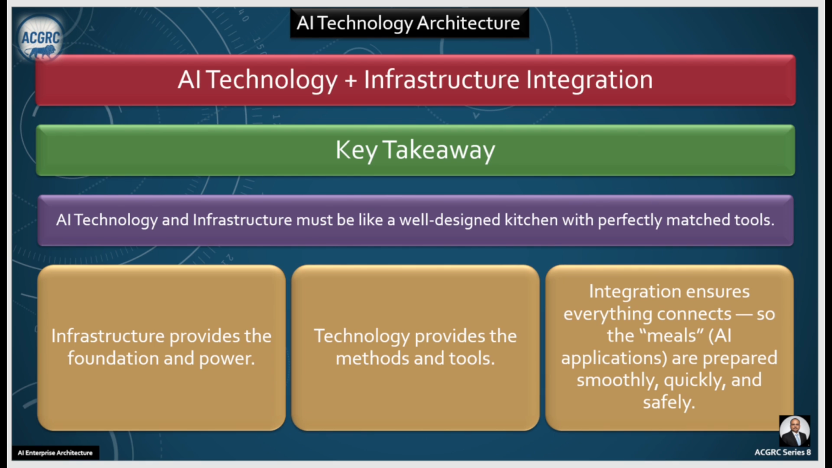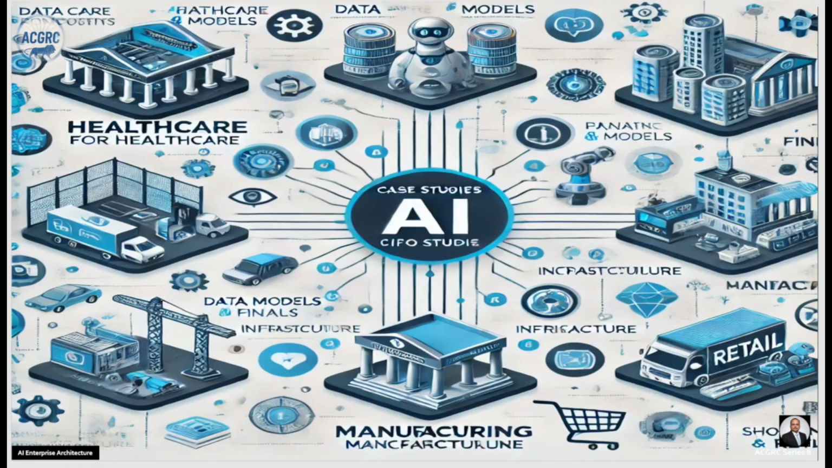In summary, think of AI like a restaurant kitchen. The kitchen setup, the stove, the oven, the fridge, is the infrastructure. The pots, the pans, the knives, and the blenders are the technology tools. For a great meal, the two must work together. The blender needs power, the fridge needs water, and the oven needs both gas and electricity.